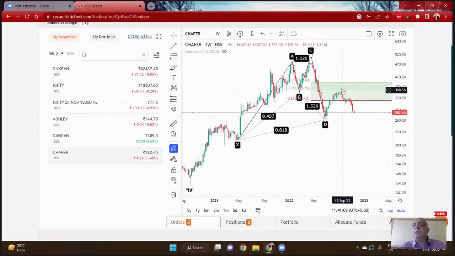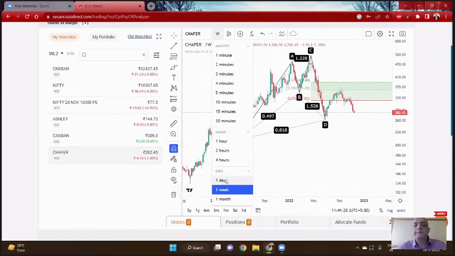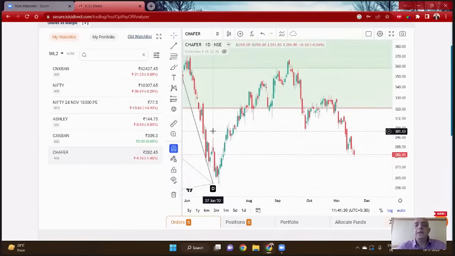It gave a 38 to 50% move, a decent move from 260 onwards till 350, a 90 rupee move in about 3 months, which is quite good from a medium term perspective. So now again, going to the daily time frame, in the daily time frame I again have a bullish harmonic structure set up out here.